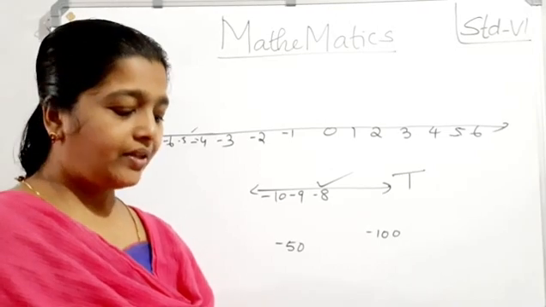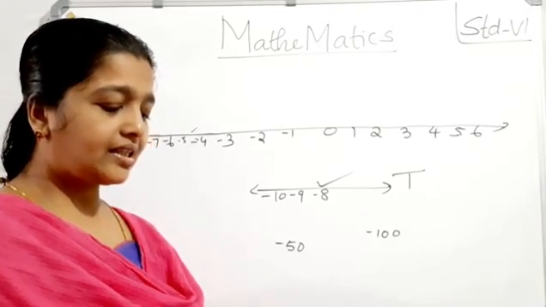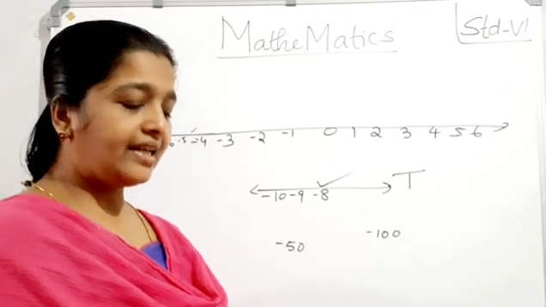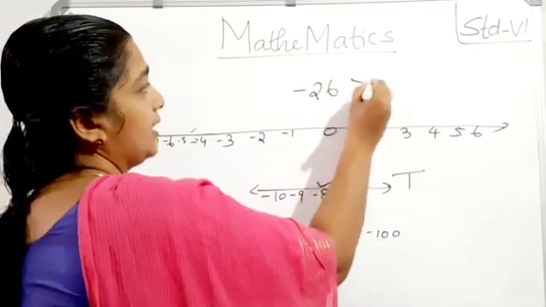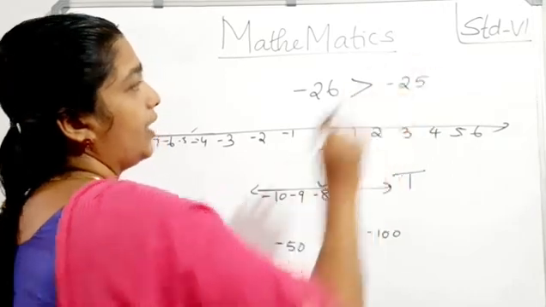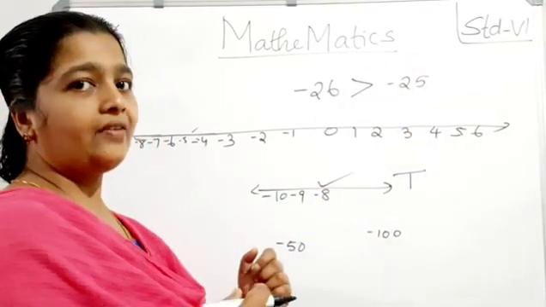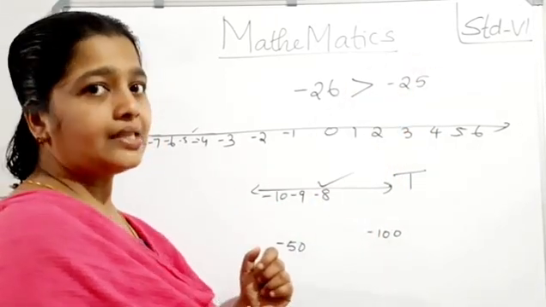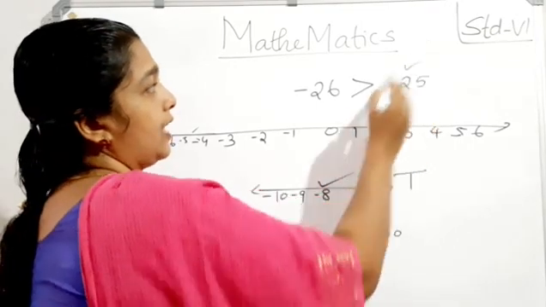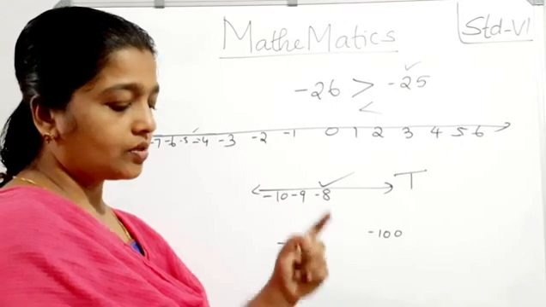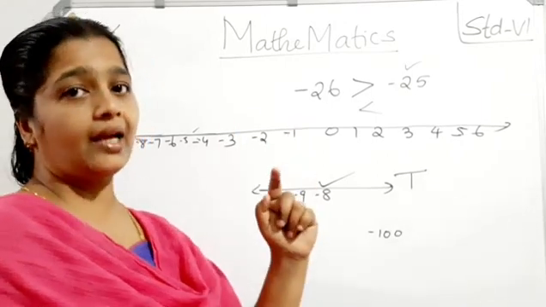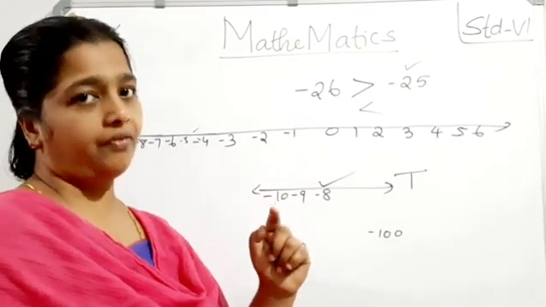Understand? Next. Minus 26 is greater than minus 25. Last day we studied about comparing numbers, isn't it? So minus 25 is greater. So simple this one. So this answer is false. Minus 26 is smaller than minus 25.